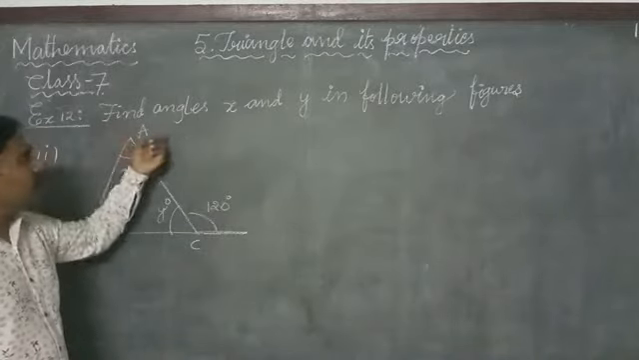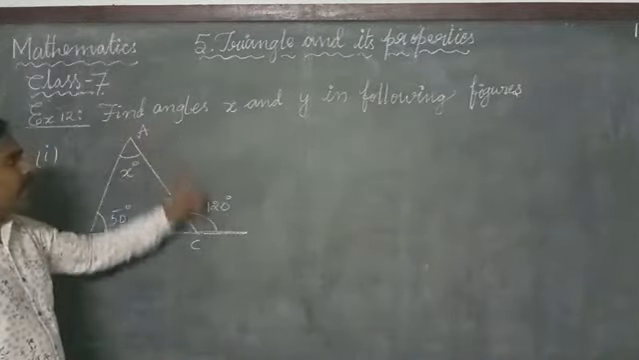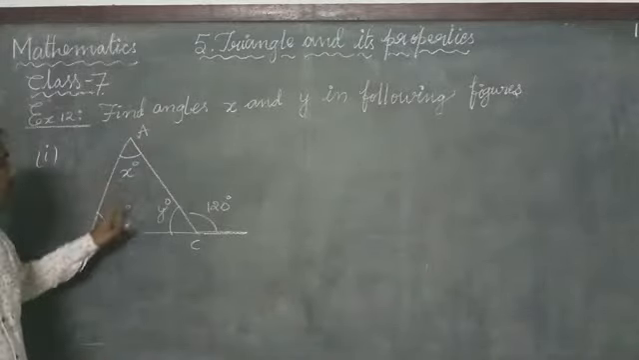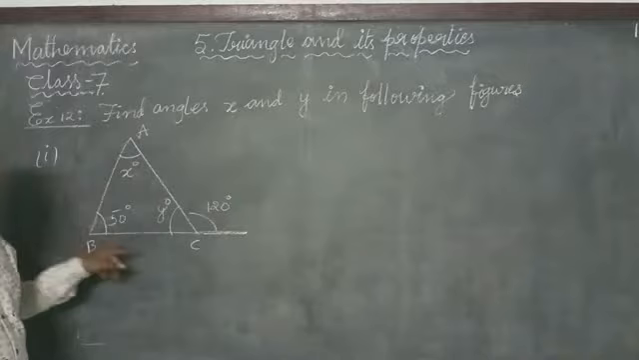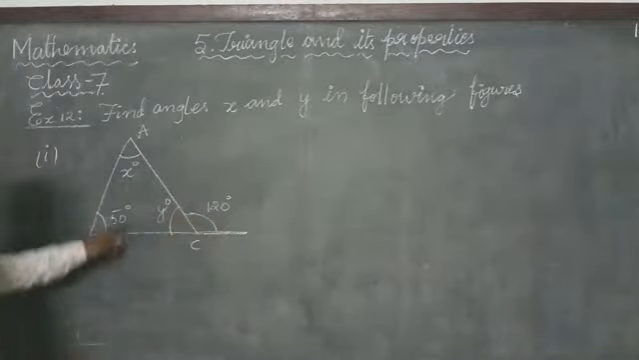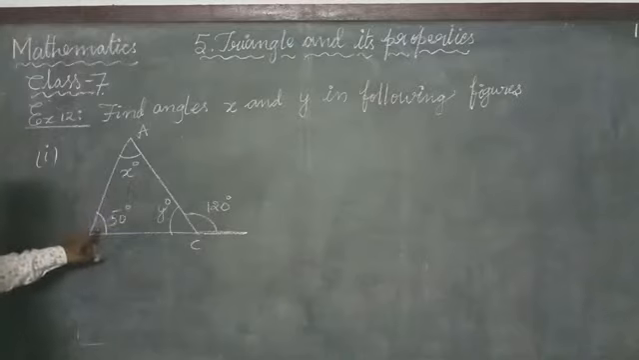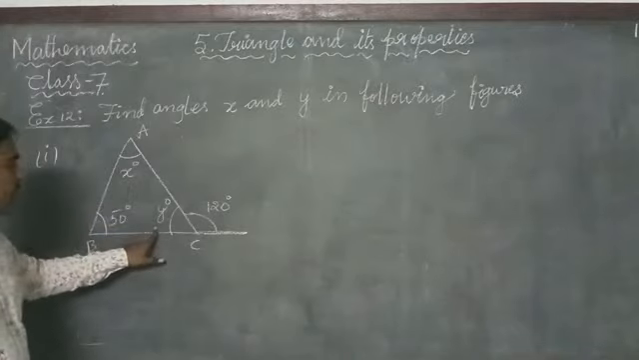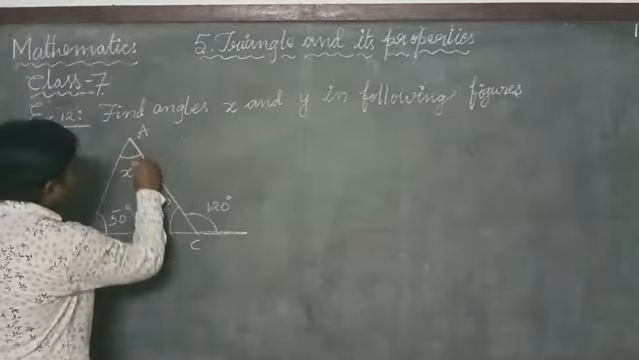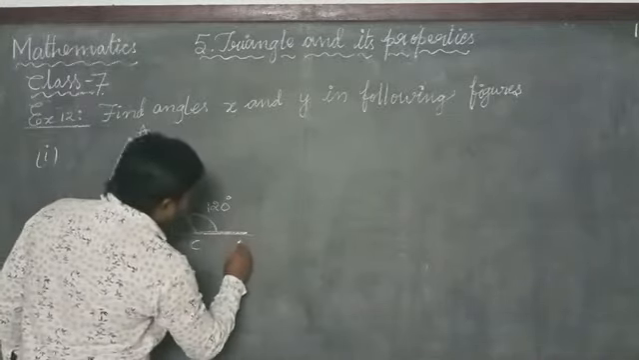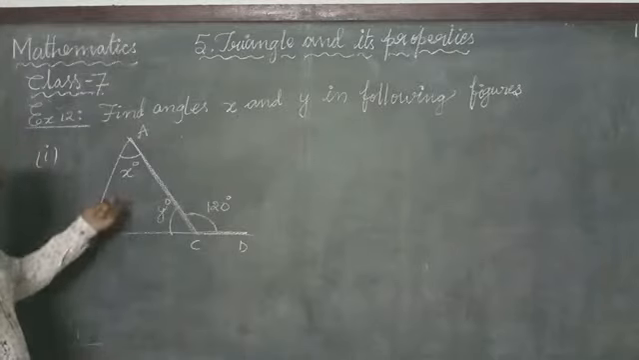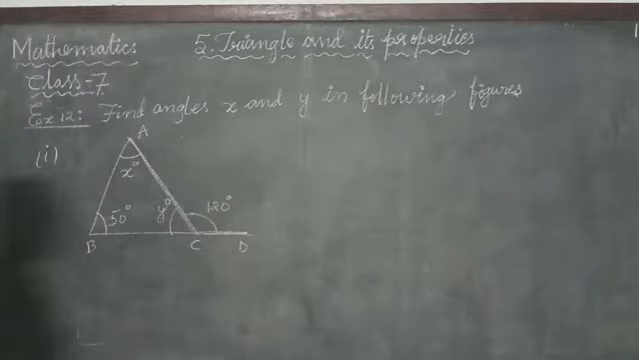Here they have given example 12: find angles x and y in the following figures. The first one is triangle ABC and the exterior angle is 120 degrees. Here the angles are angle A equals x degrees, angle B equals 50 degrees and angle C equals y degrees. And the exterior angle ACD is 120 degrees. Now we have to find out the remaining angles of the triangle.